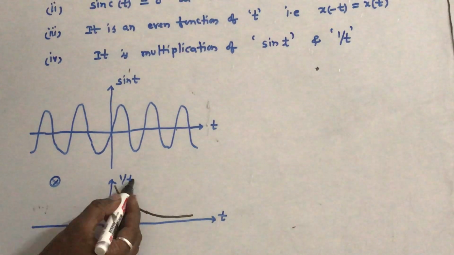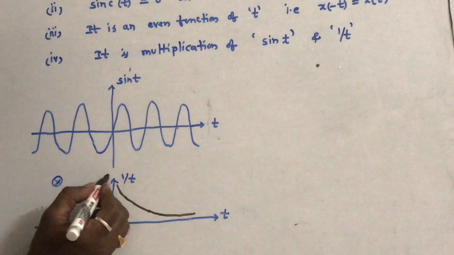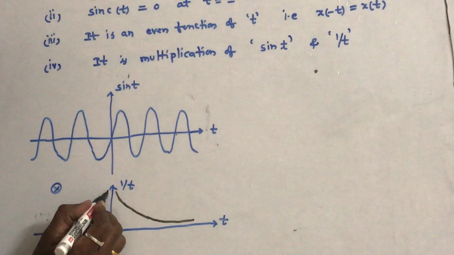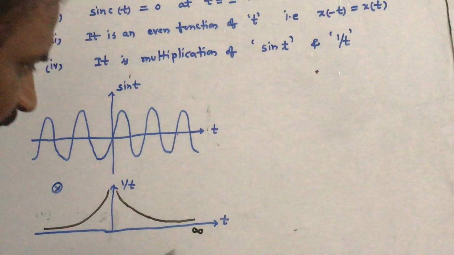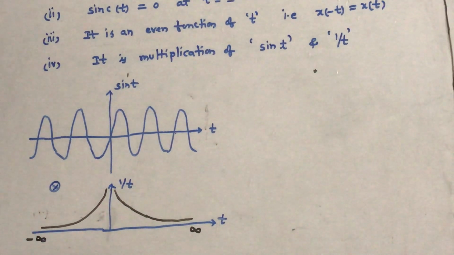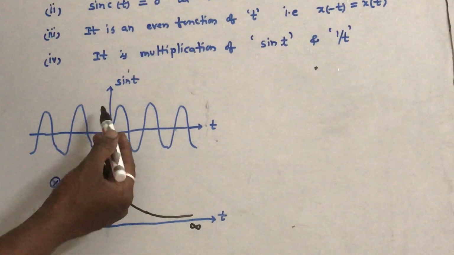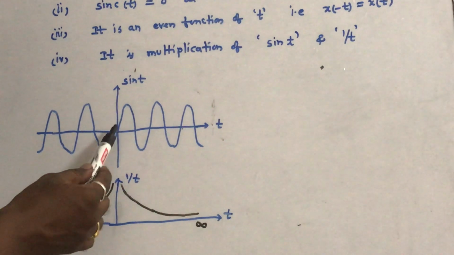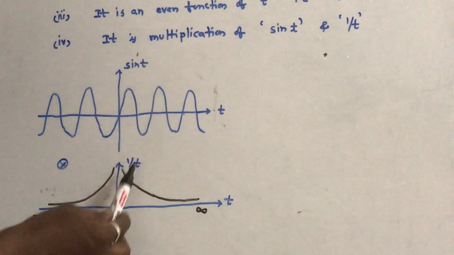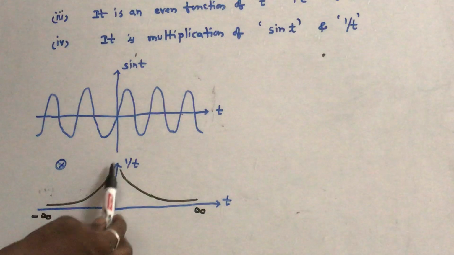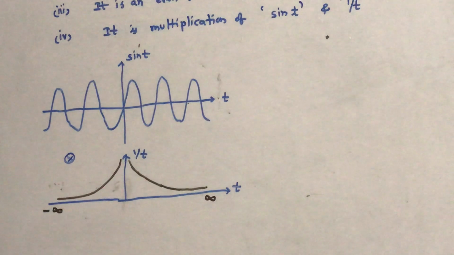Similarly, towards the left side, if t is equal to 0, 1 by 0 is infinity. For negative values, if you increase the negative values, this function decreases something like this. At t is equal to minus infinity, this function will also become 0. So the nature of the 1 by t graph will be something like this. If you multiply both of them, you can conclude that the sine wave amplitude decreases with respect to a factor of 1 by t on both sides. We have to draw such a graph of the multiplication of sine t into 1 by t.